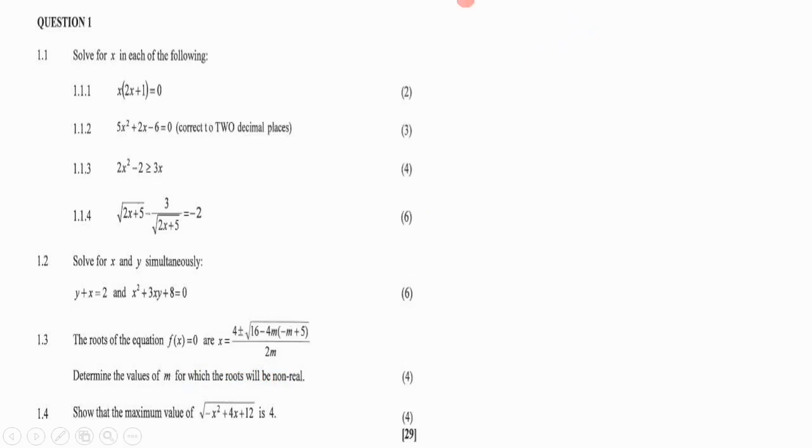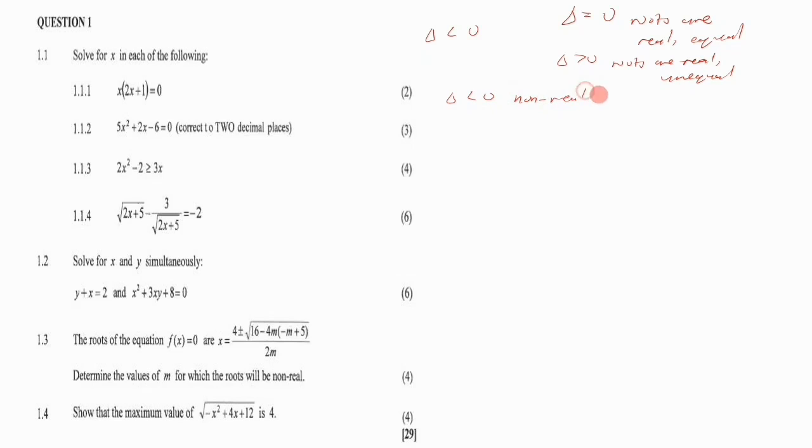So, revising our nature of roots, we know that roots will be non-real if your discriminant is less than 0, right? We know that if the discriminant is equal to 0, roots are real and equal. If it's greater than 0, we say roots are real but unequal. And if your discriminant is less than 0, we say these are non-real roots. So we are looking to take the discriminant and set it less than 0, right?